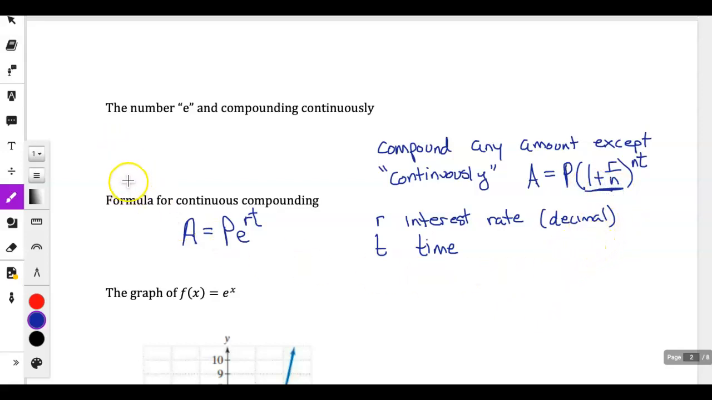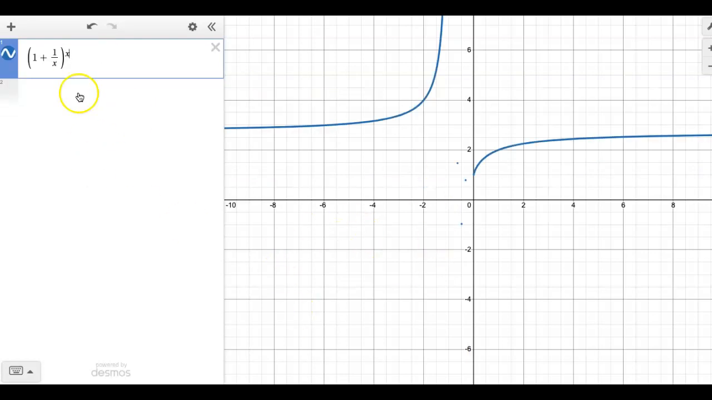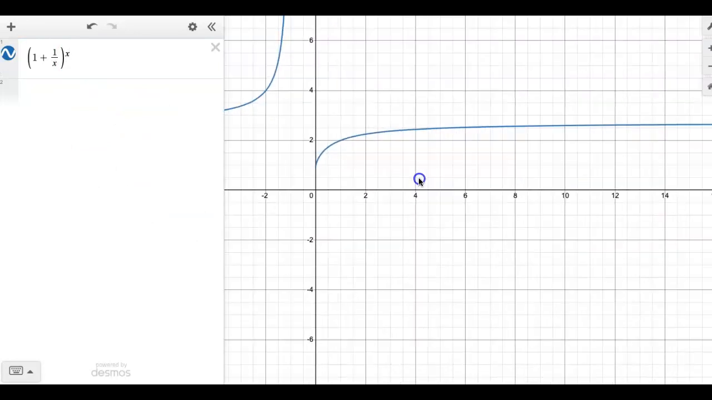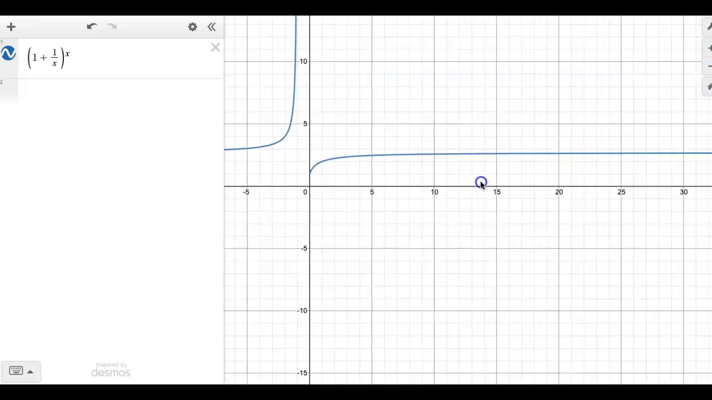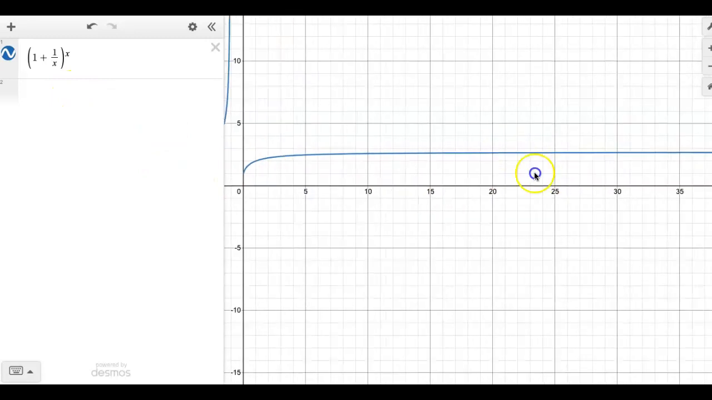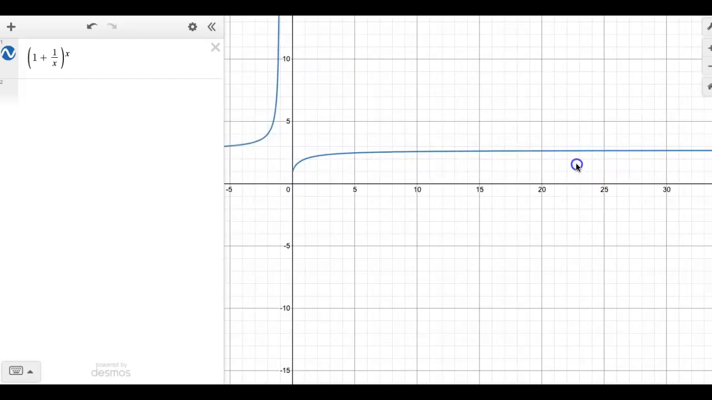E has another definition. So what I want to show you is if I graph, so let me pull up Desmos. If I graph 1 plus 1 over N, well, we have to use X, sorry, 1 plus 1 over X to the X. We're going to ignore that for negative numbers and just look at the positive side over here. And if I zoom out, I want you to keep an eye on what this graph is doing right here. It actually has a horizontal asymptote, and its horizontal asymptote is actually at E.